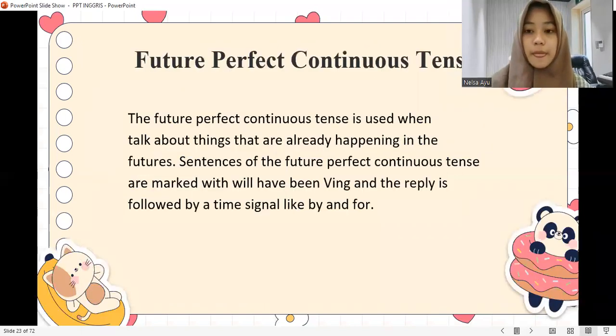Next, future perfect continuous tense. The future perfect continuous tense is used when talking about things that are already happening in the future. Sentences of the future perfect continuous tense are marked with will have been plus verb ing, and the reply is followed by a time signal like by and for.